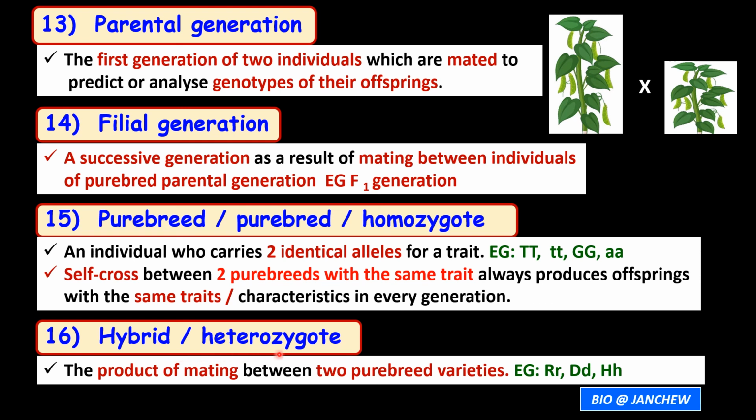Hybrid is the same as heterozygote. That means this hybrid is a product of mating between two purebred varieties, such as the purebred tall plant and the purebred dwarf plant. If they are crossed, they produce the F1 generation, which are all hybrids, having one dominant allele from the tall plant and one recessive allele from the short plant, big T, small t. Okay, so hybrids will have the genotypes big R, small r, big T, small t, and so forth, meaning they have one dominant allele and one recessive allele for that particular characteristic involved.